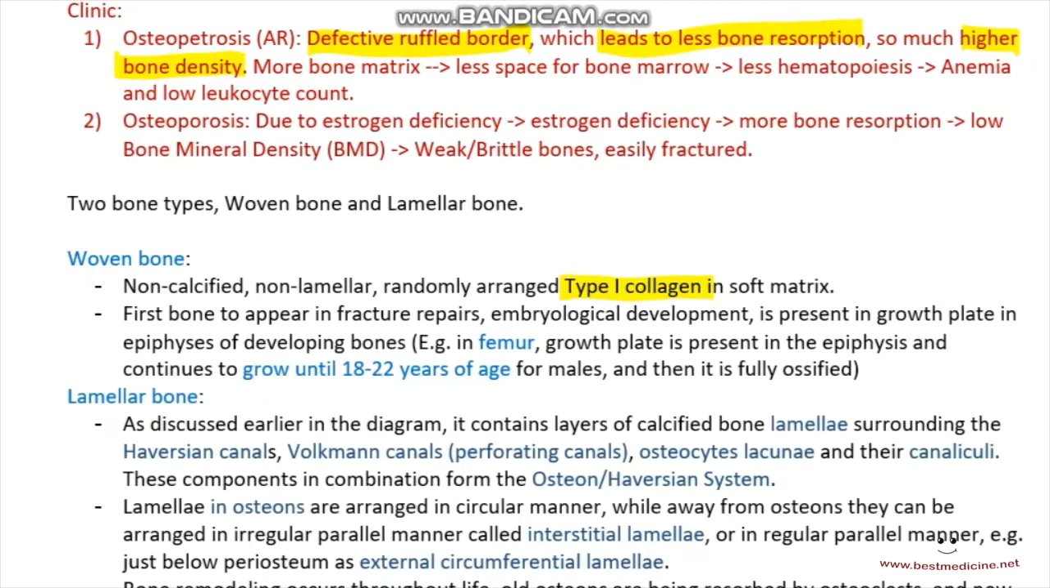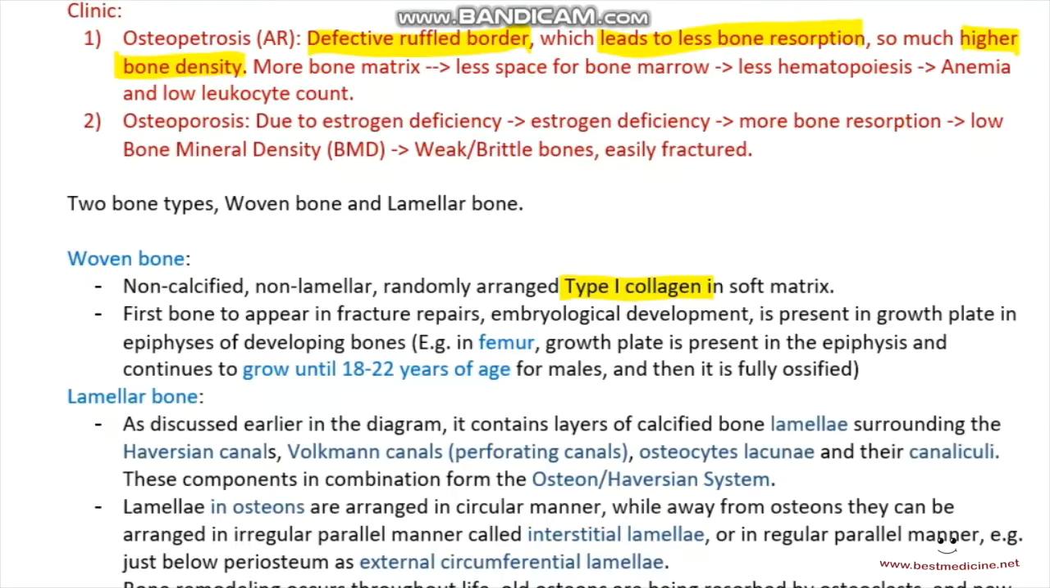Before we officially begin bone formation, let's go over what we have learned about bone structure. Firstly, there's woven bone, which was the soft bone, right? It was a non-calcified, non-lamellar bone, which contained lots and lots of type 1 collagen meshed around each other in a soft matrix. The matrix would contain GAGs and glycoproteins and water and whatnot.